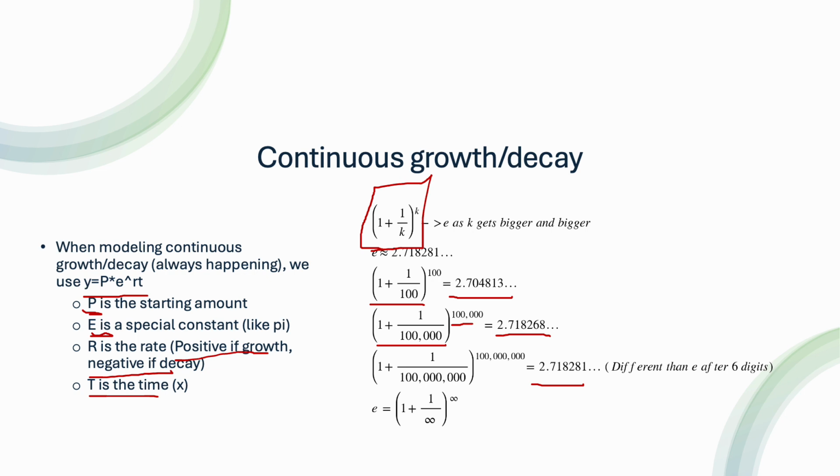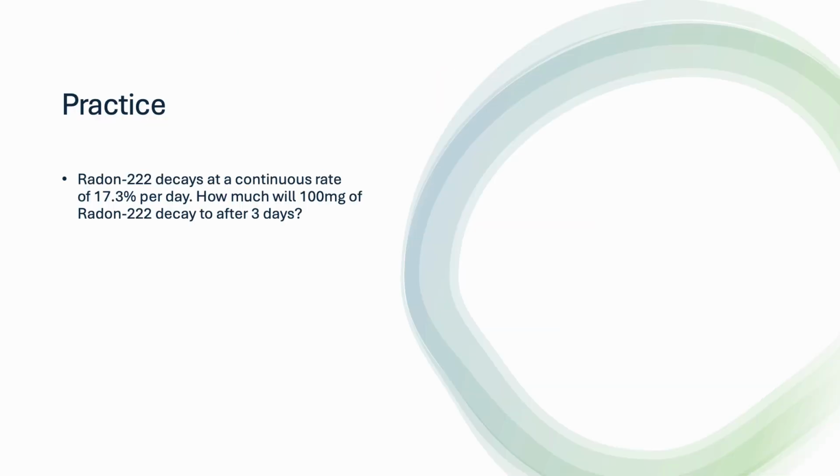And so another way we can think about it is e is going to be equal to 1 plus 1 over infinity to the infinityth power. So k is equal to infinity means that this is equal to e. So the formula we're going to use again is going to be P times e to the rt, and r and t are going to be in that exponent. So let's do some practice.